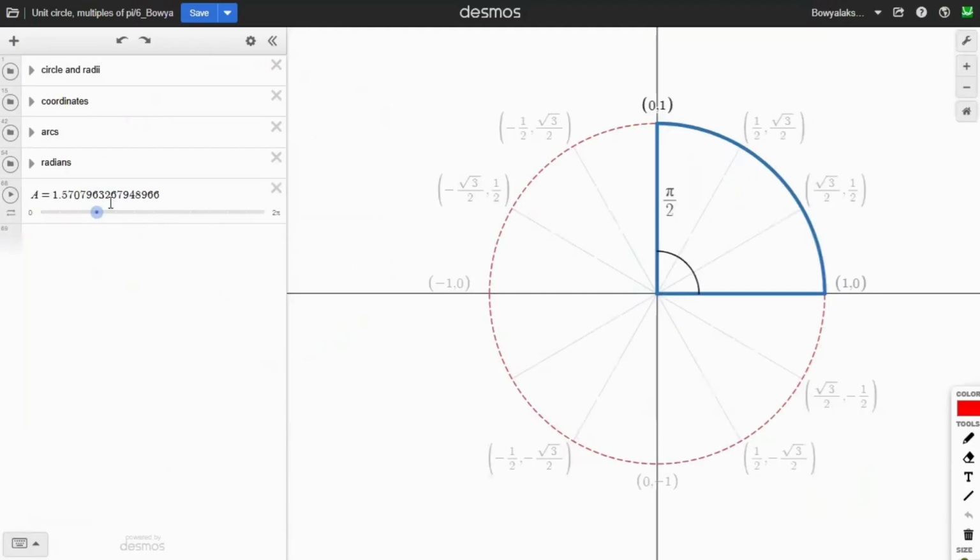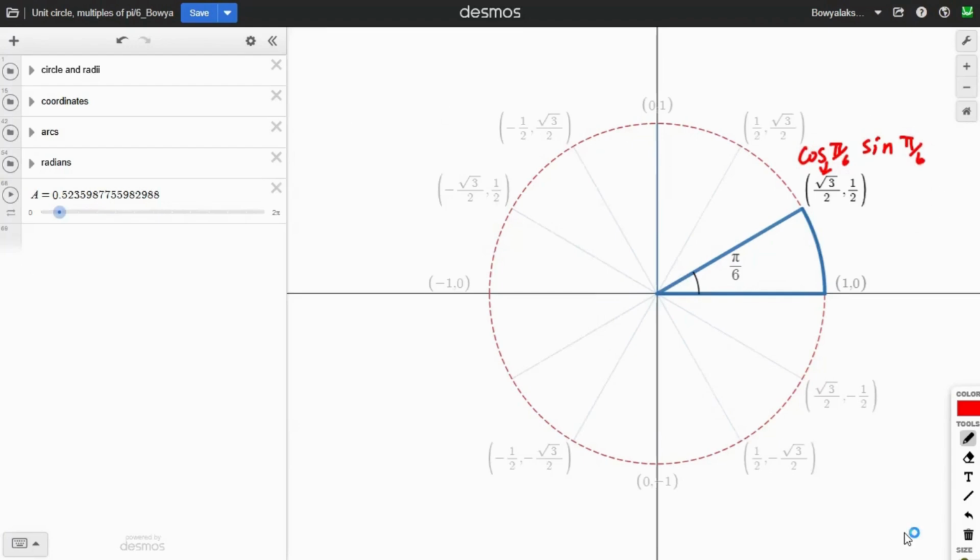Here you can see it, right? So my a is (0, 1). Like 5π/6, it's (−√3/2, 1/2). How will you write the coordinate the trigonometric way? You have to write cos π/6 is √3/2, sin π/6 is 1/2.